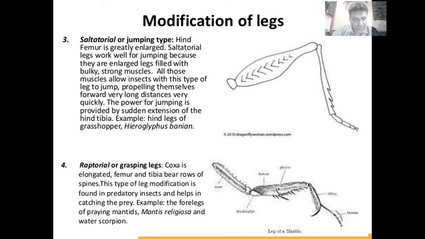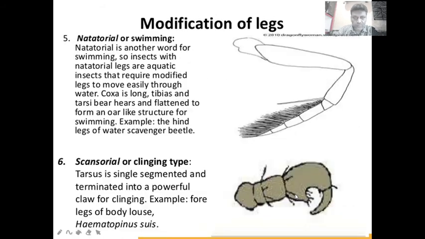For example, the mantis, Mantis religiosa, and the scorpion. They have raptorial or grasping type of legs, which means they can catch their prey. They catch with the help of the structure of their tibia and femur. They have a groove-like structure, and between these grooves they can catch other animals.